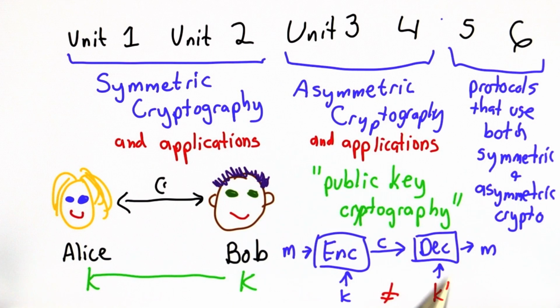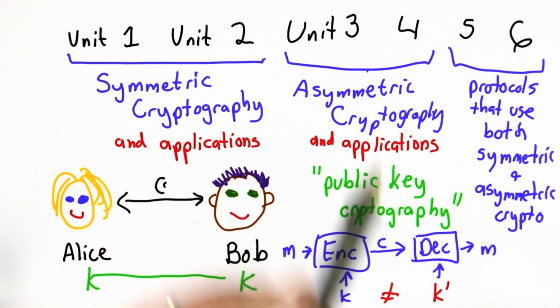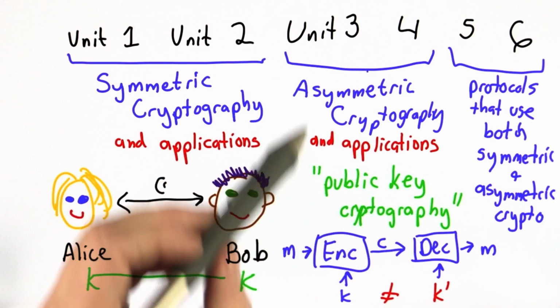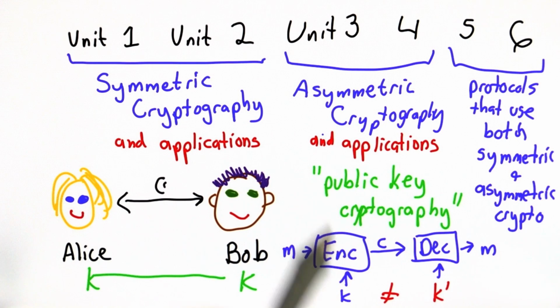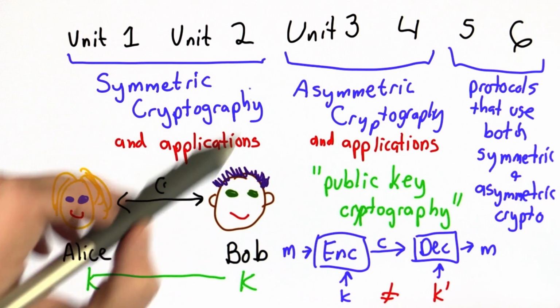And in units 5 and 6, we'll look at protocols that use both symmetric and asymmetric cryptography to solve interesting problems. The reason most interesting protocols combine both of these is because asymmetric cryptography tends to be very expensive. You need big keys, you need lots of mathematics to do asymmetric cryptography, lots of computation, whereas symmetric cryptography can be very efficient.